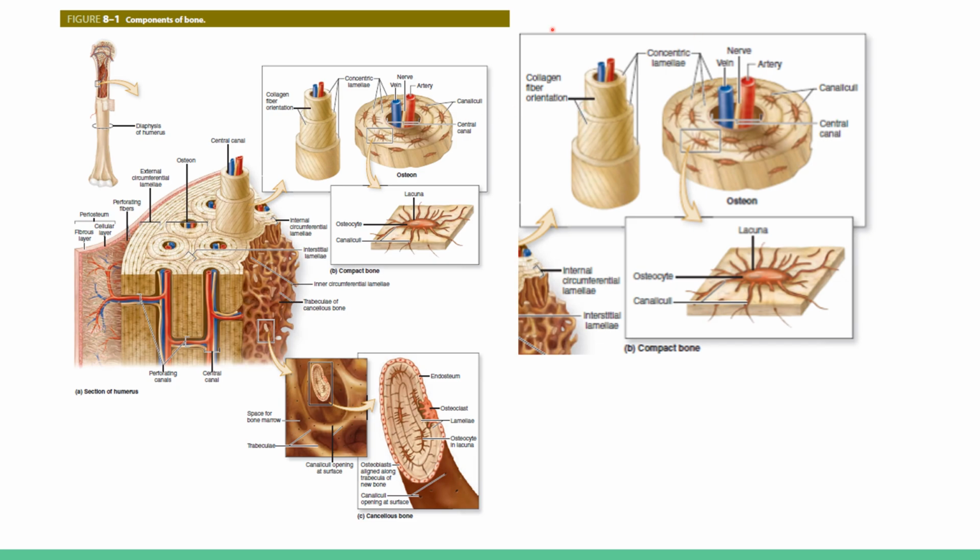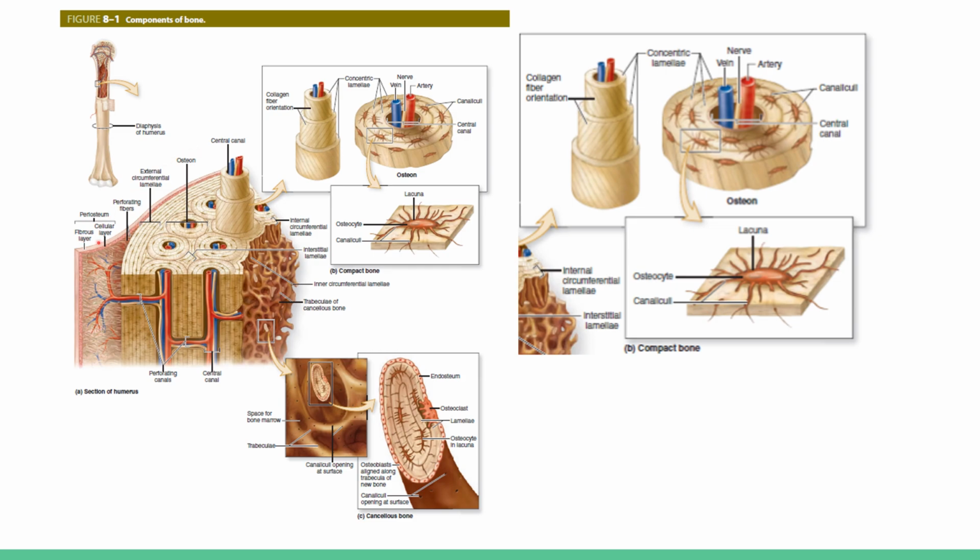So you can note that there are different groups of lamellae, and each unit here that contains a central canal, a perforating canal, and concentric lamellae, that is referred to as the osteon.